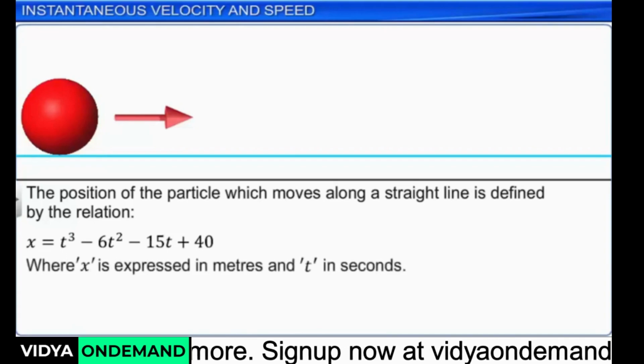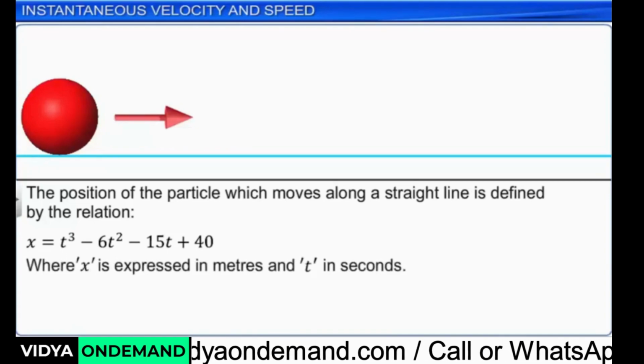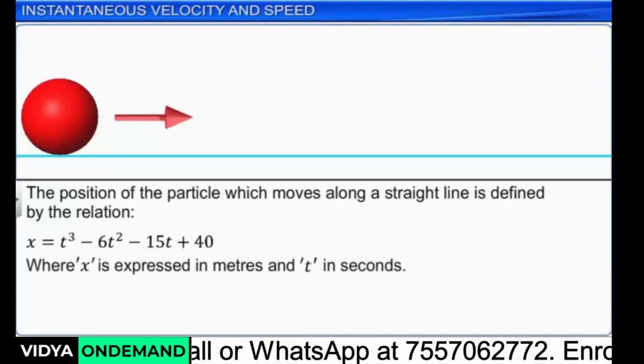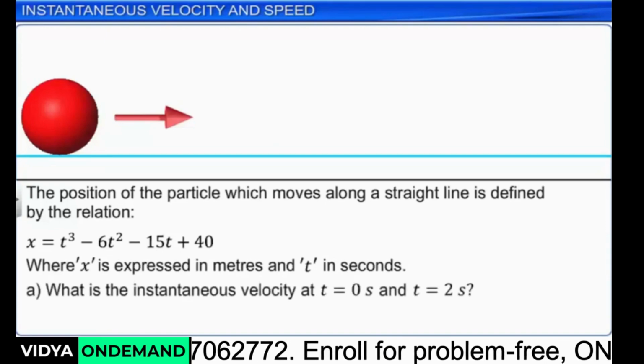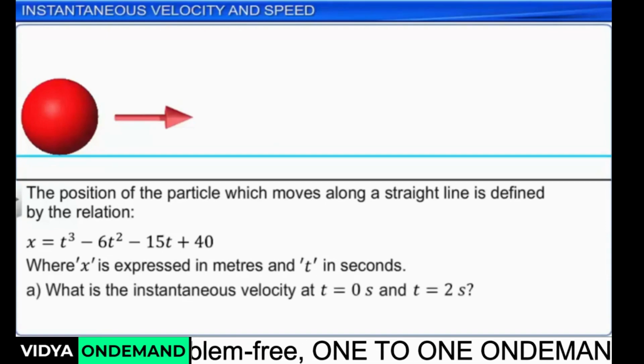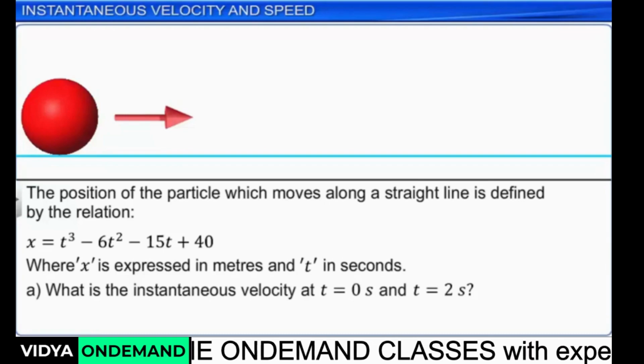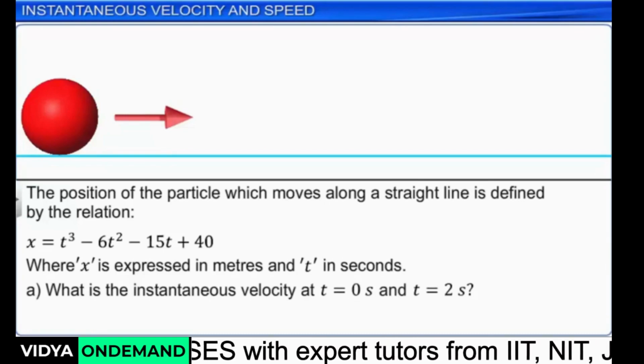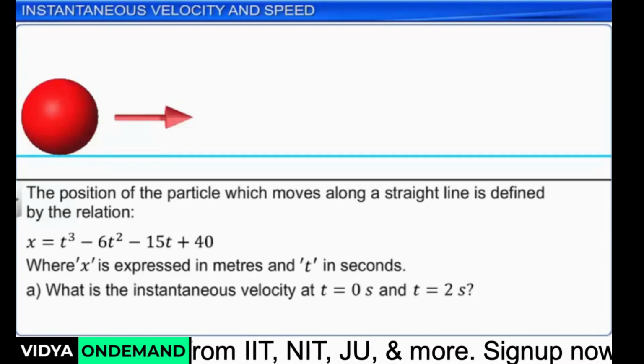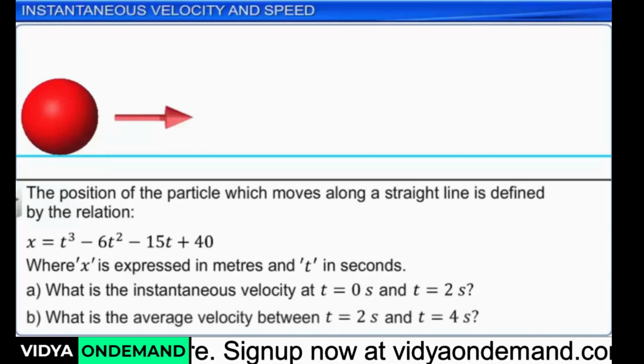What is the instantaneous velocity at t equal to 0 second and t equal to 2 seconds? What is the average velocity between t equal to 2 seconds and t equal to 4 seconds?